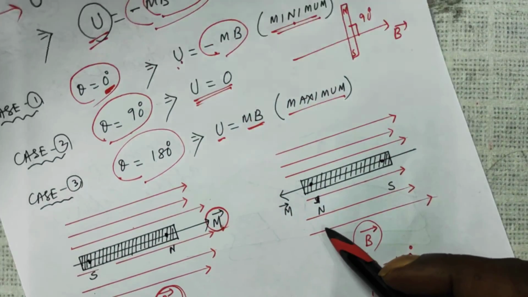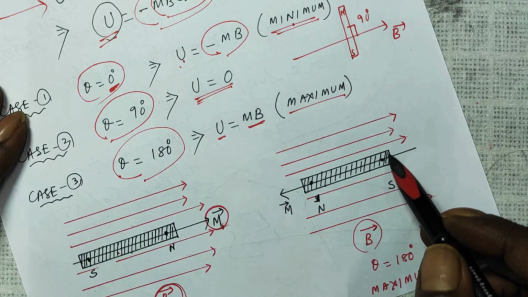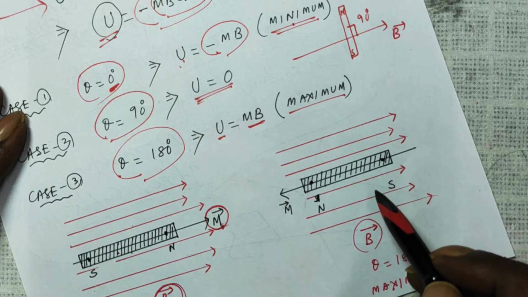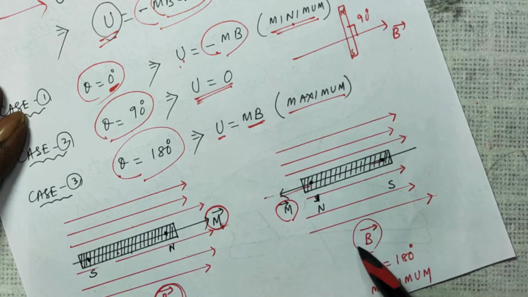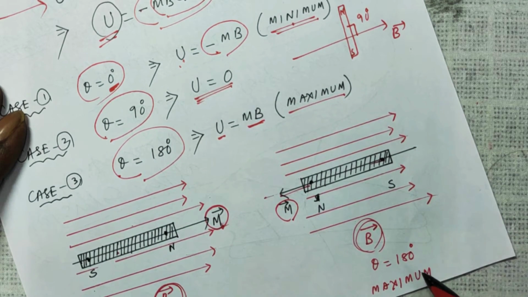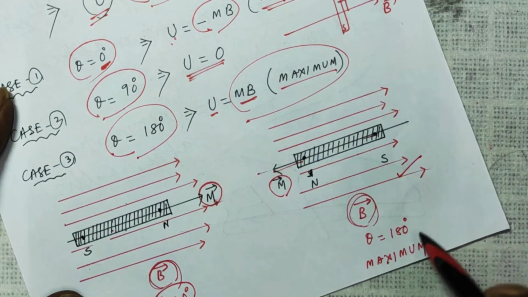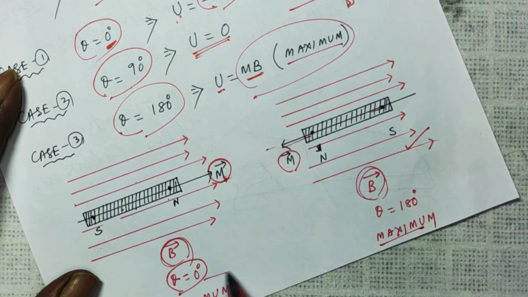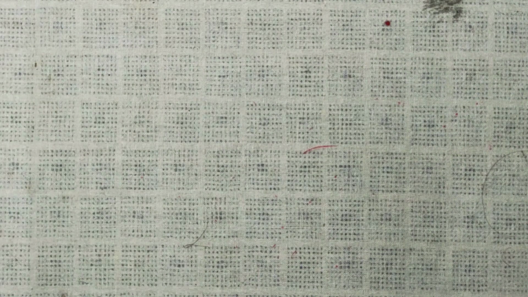Now here, the same magnet, I have kept in such a way that this is the north pole, this is the south pole. So the magnetic moment of the bar magnet is to this side and the magnetic field is to this side. So the angle between them is 180 degrees. So this is the situation for maximum potential energy. This is the situation for minimum potential energy. Now let me slightly explain what is potential energy that we did in your school physics.